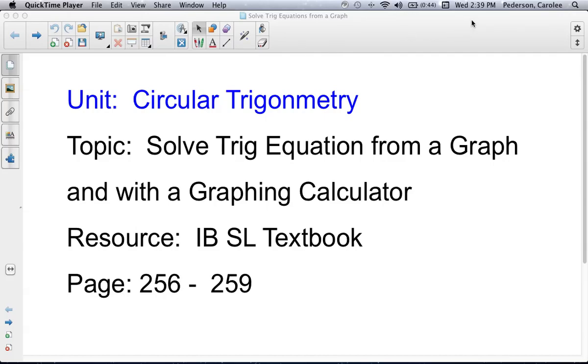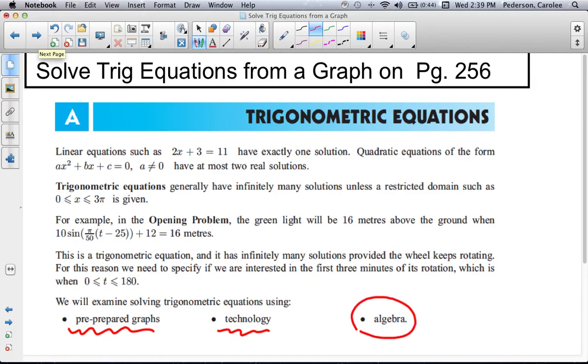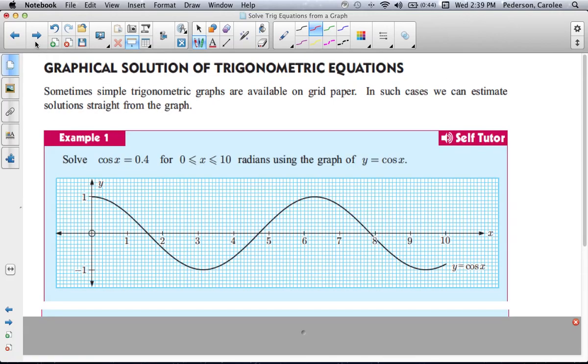This topic is solving trig equations from a graph, starting on page 256 in the IXL textbook. There are some pieces on page 256 that you should check out. We're going to solve equations today with graphs. You can also use technology like a graphing calculator. And then in other lessons, we can use algebra to solve trig equations.